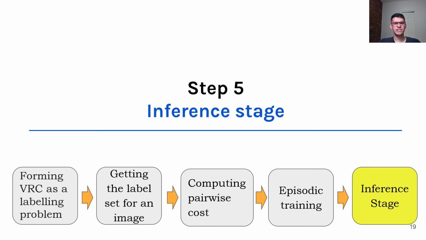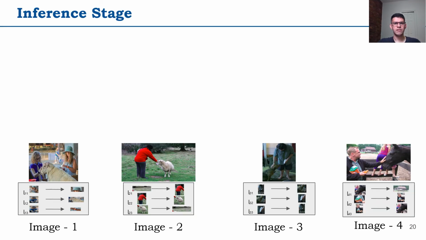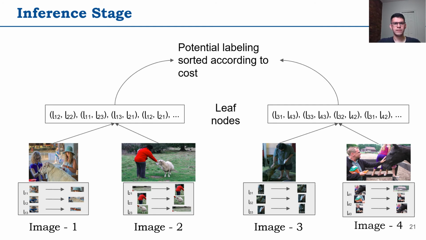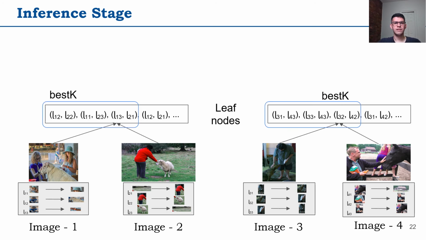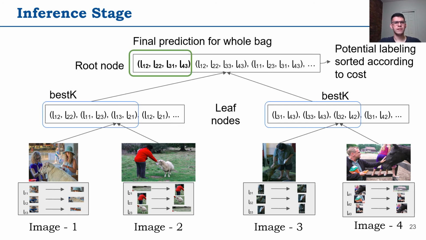During the inference stage, we use a greedy algorithm. For a bag of images, we first divide the whole bag into small subproblems of smaller bag size. We solve the subproblems and sort the possible labelings according to the cost computed using the relation network. We then pick the top k least cost labelings from the subproblems, and then combine them greedily to get the labelings for the larger bag, and finally pick the least cost labeling for the whole bag. This way, we avoid the exponential time complexity of inference.